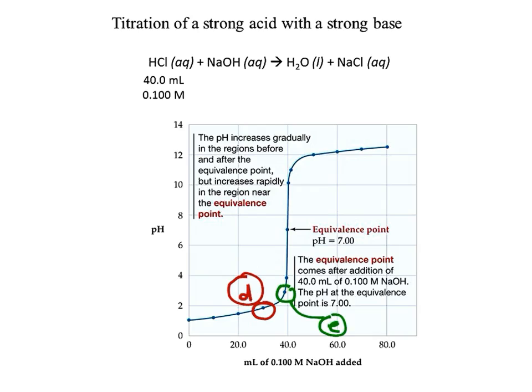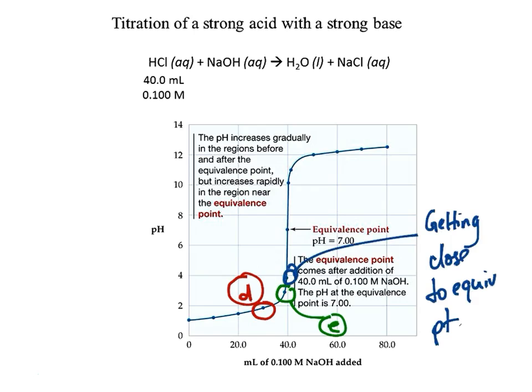We did point C in the last one. Point E is the next one. It's 39 mL, I think. And then point F is after that. We're getting really close to the equivalence point at point F. We're just 0.1 mL away.